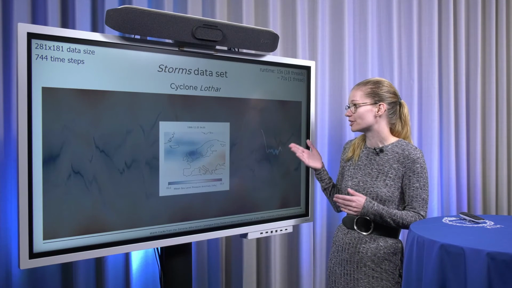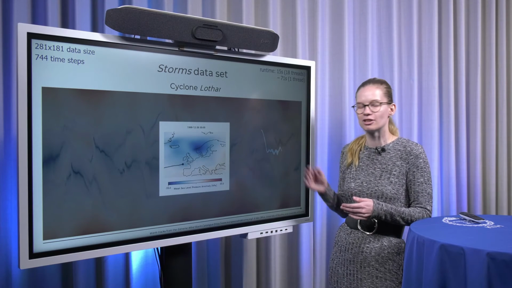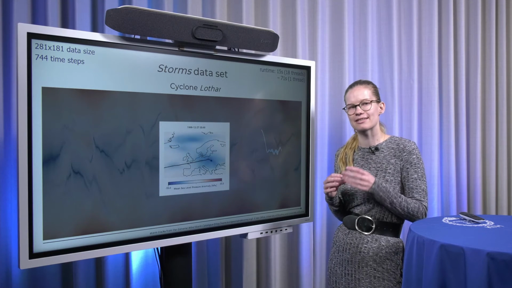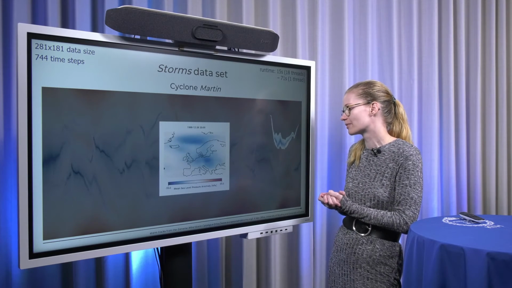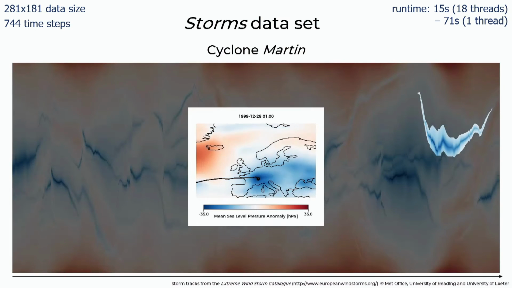For example, here we have the cyclone Lothar, which in terms of size is a lot smaller, but persists over a much longer time. Then the cyclone Martin covers a bit of a larger area. And these aspects are quite nicely captured in our visualization.